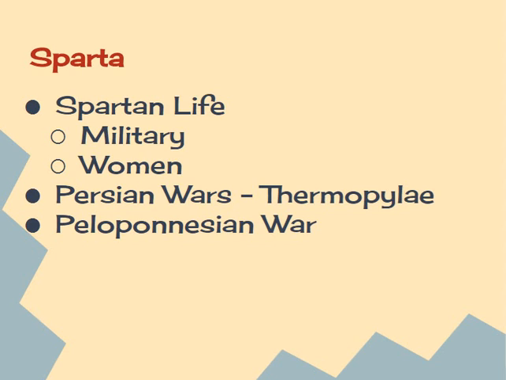We're looking at Sparta. We know that Spartan life was very different than Athenian life. Very military driven. It was an oligarchy. And so we're looking at those different aspects there. We know that women had a lot more rights in Sparta just because of the way their society was, and the men were away, so the women had to have more rights and were able to do more things.